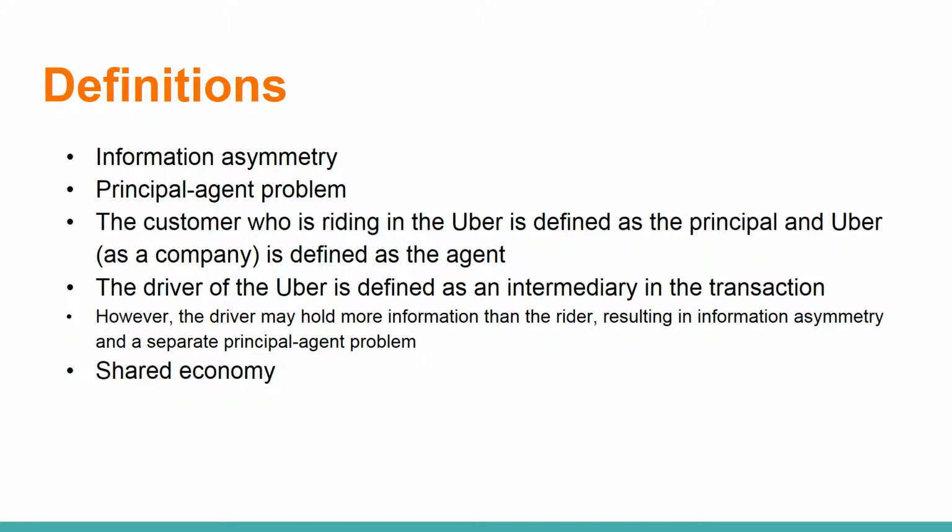Information asymmetry is defined as a difference in two or more parties' access to relevant knowledge. This means that one party has less information than another party. Therefore, problems can arise. One problem within information asymmetry is the principal-agent problem.